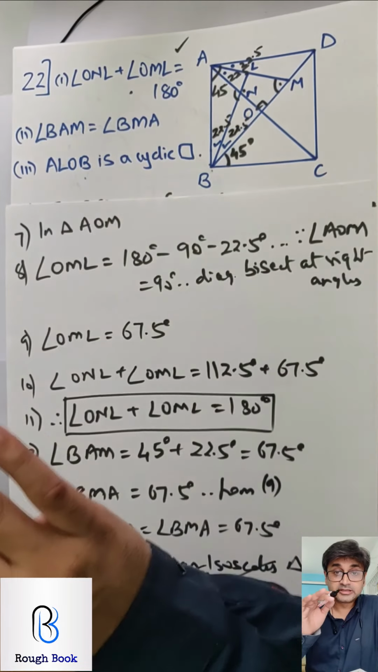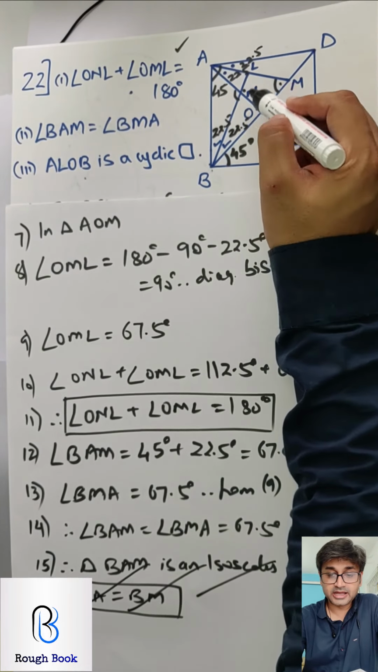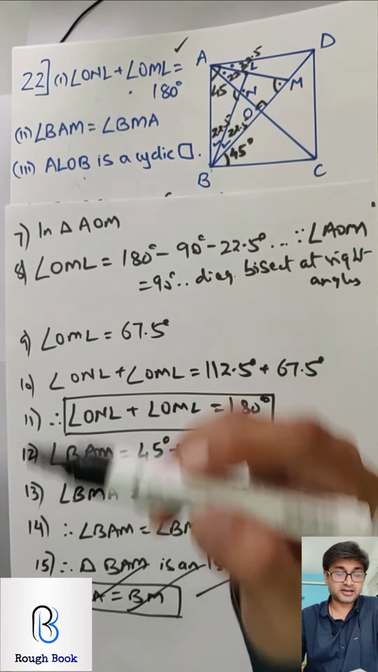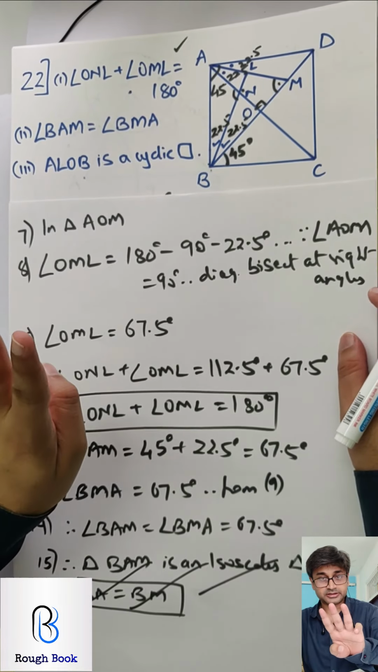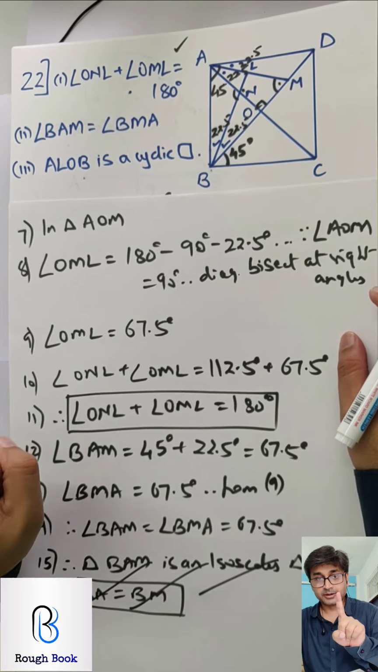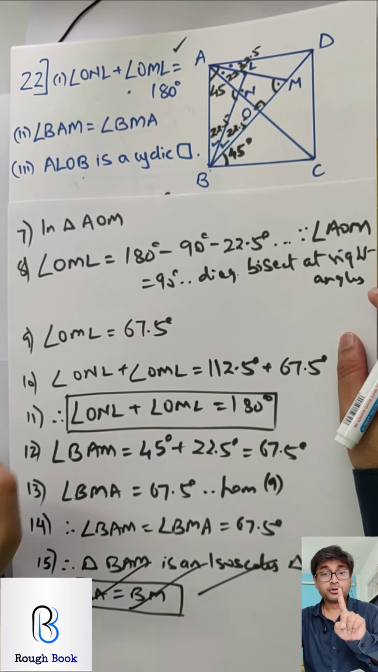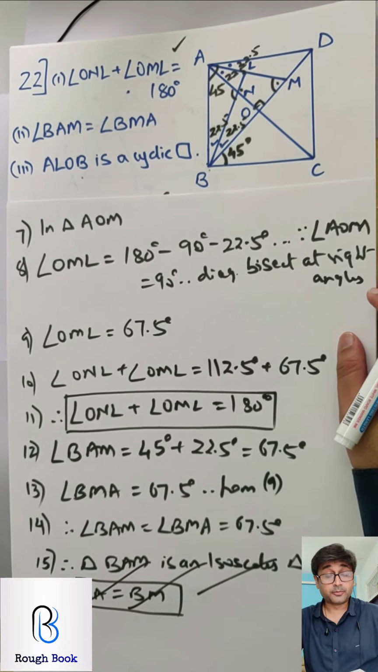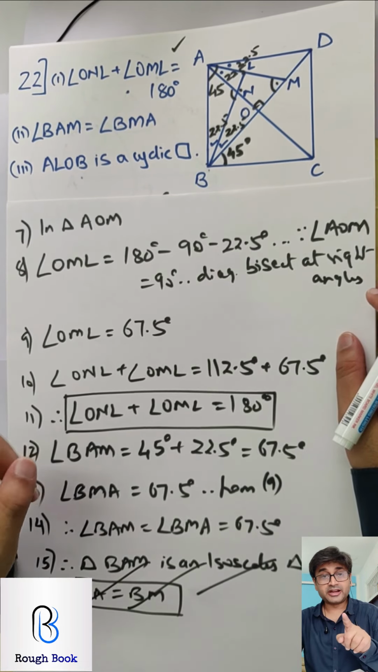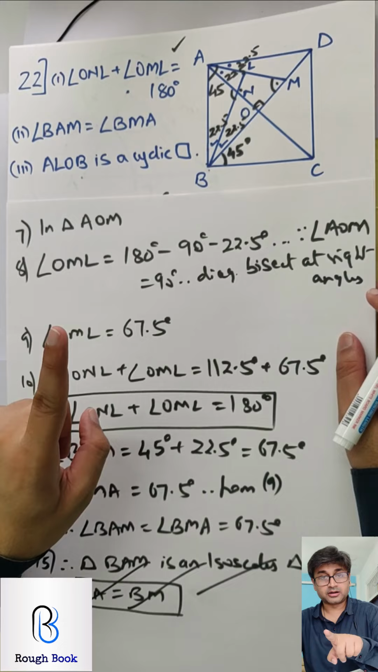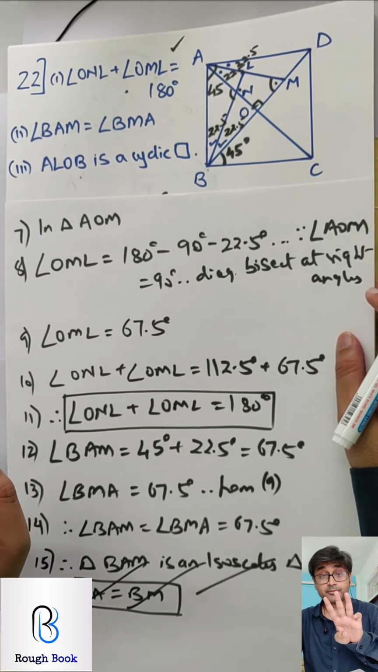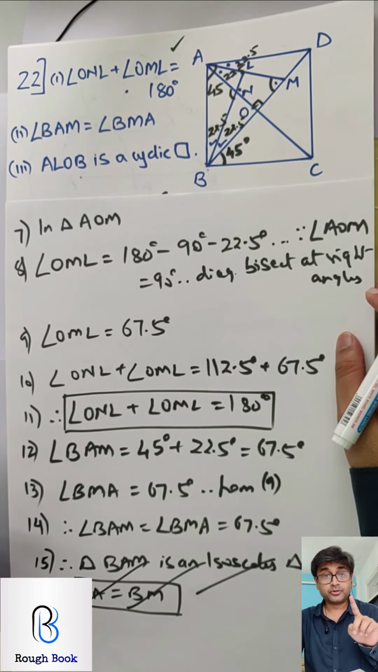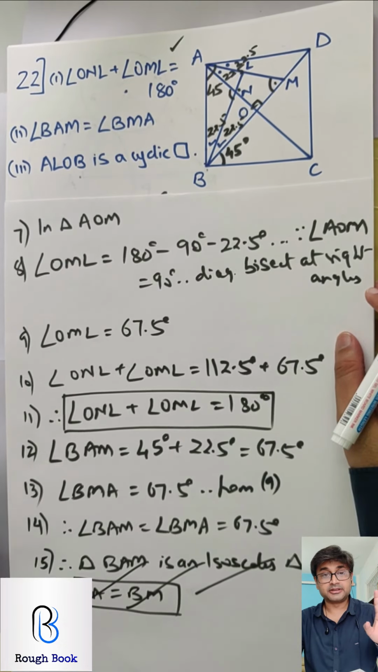Now, this is the most important part. ALOB is a cyclic quadrilateral. Now, a cyclic quadrilateral can be proved by 3 methods. Listen. Method 1: prove that opposite angles are supplementary. Method 2: prove that the exterior angle of the cyclic quadrilateral is congruent to its interior opposite angle. 2 properties we know. And property 3: prove that angles are inscribed in the same arc.